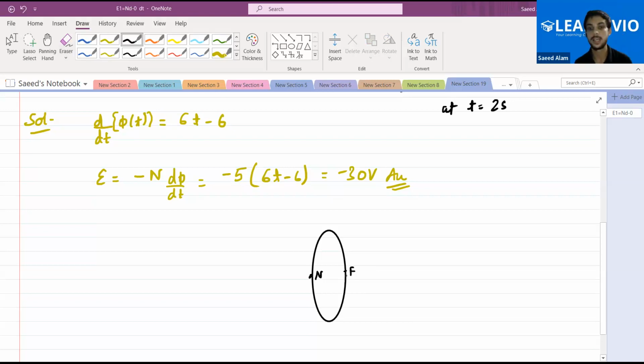Understood? So this is the loop kept somewhat in the vertical plane, somewhat like this. So the F point is away from us and the N point is near us. Is this clear to you? Now tell me one thing: if I keep the bar magnet somewhat like this, will there be any flux linked with this particular loop? Like this, no. There will be no magnetic field lines passing through this loop.